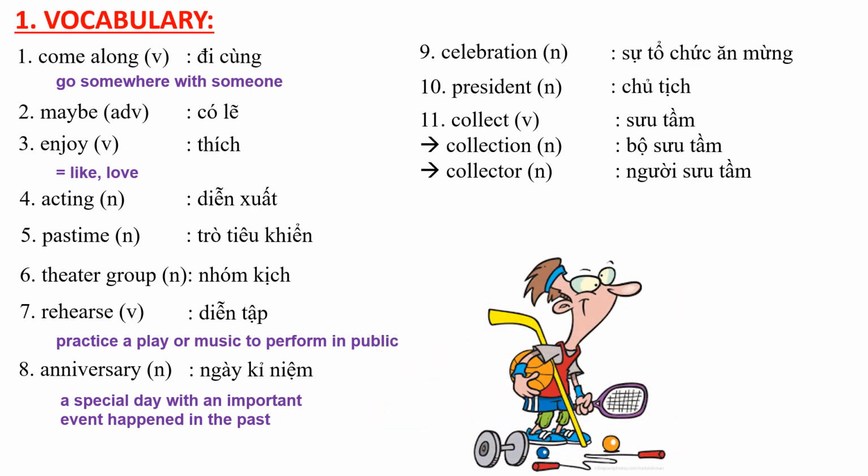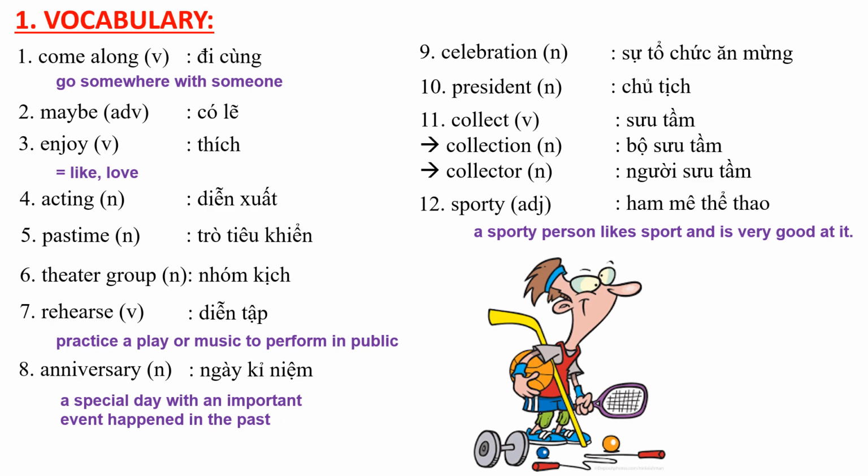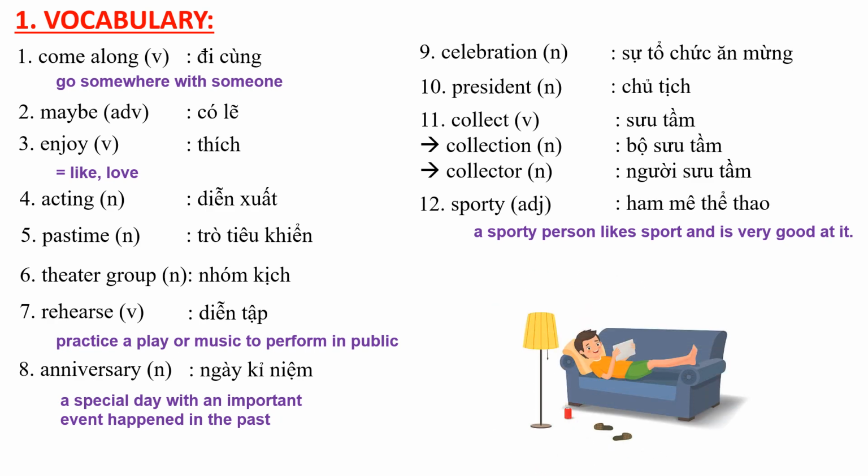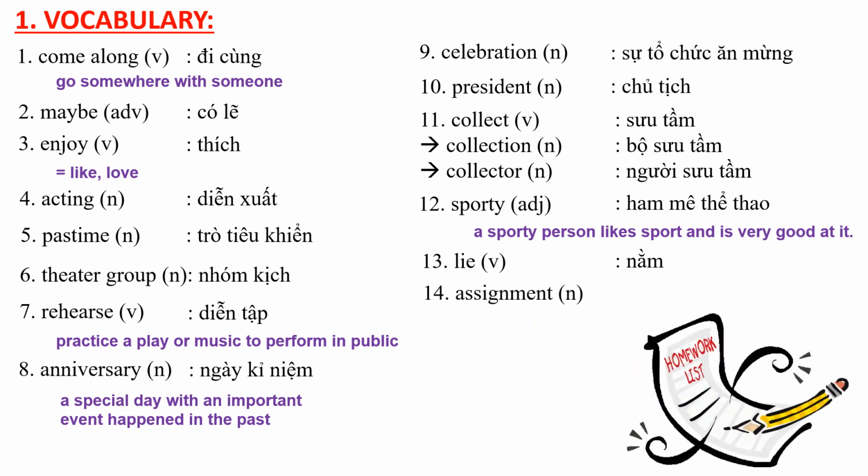Number 12, look at this boy. He can play a lot of sports. He is sporty. Number 13, and this boy, what is he doing? He is lying on a sofa. We have the word lying. Number 14, assignment. Assignment has a similar meaning to homework, the task that you have to finish.